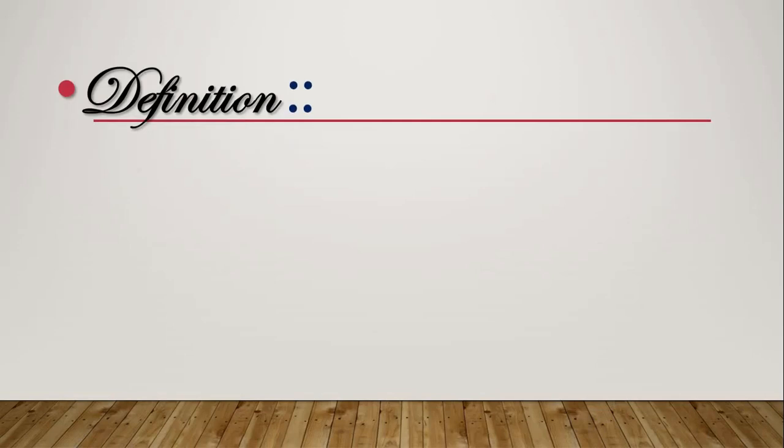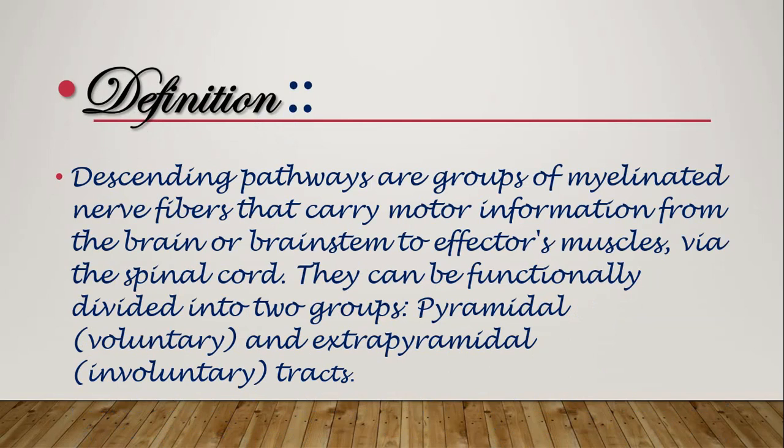First, the definition. Descending tracts are groups of myelinated nerve fibers that carry motor information from the brain or brainstem to the effector muscles via the spinal cord. They can be functionally divided into two groups: one is the pyramidal group and the other is the extrapyramidal group.